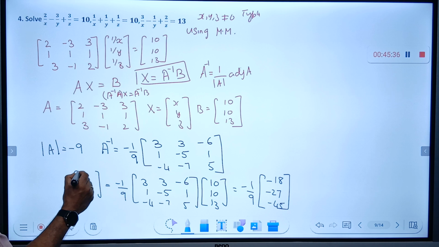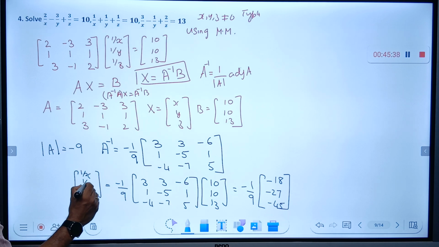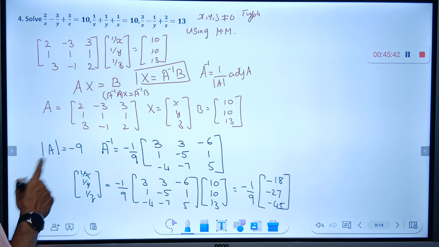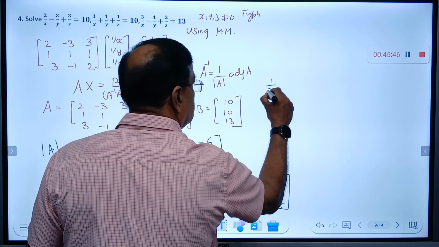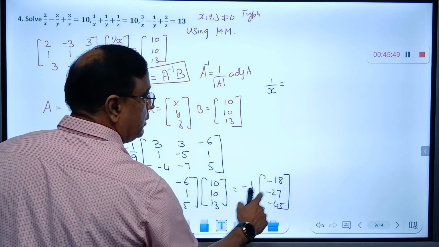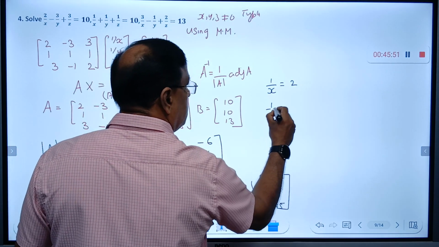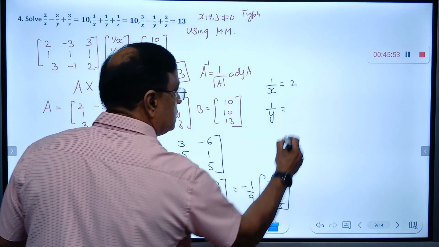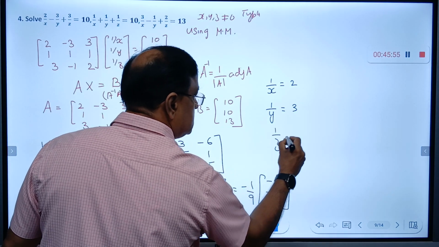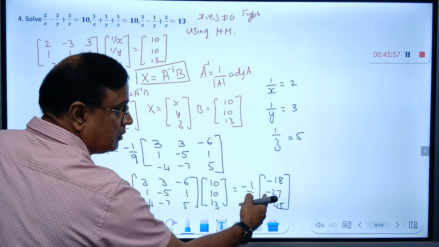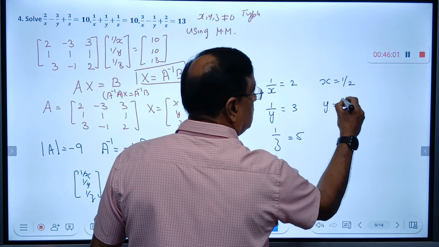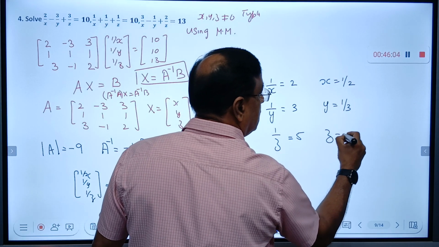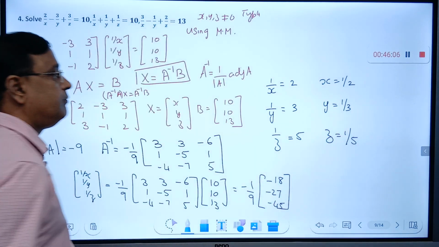Now, in fact, it is not X, Y, Z, I have made a mistake here. It should be 1 by X, 1 by Y, and 1 by Z. Okay. So now, 1 by X is, what do you get here? 2. 1 by Y is 3. 1 by Z is 5, correct? So what is X equal to? X equal to 1 by 2, Y equal to 1 by 3, Z equal to 1 by 5.